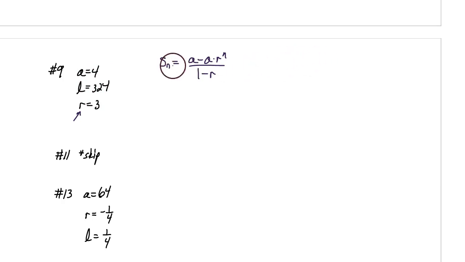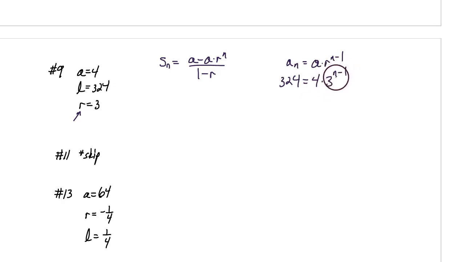So along with the formula for sum, let's also use the general term formula for a geometric sequence. That formula was a sub n equals a times r to the n minus 1. For a sub n, let's use our last term and fill in 324. For the letter a, that's 4. For r, it's 3. And n is the thing we don't know.